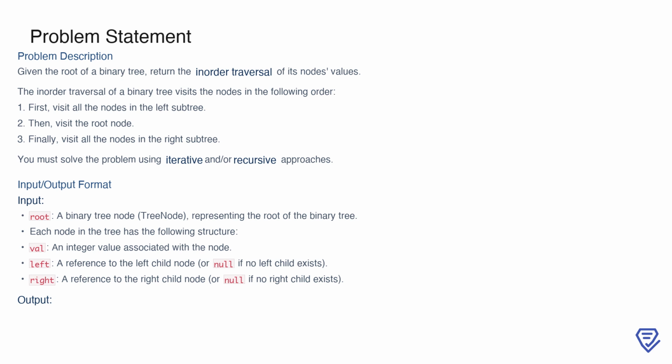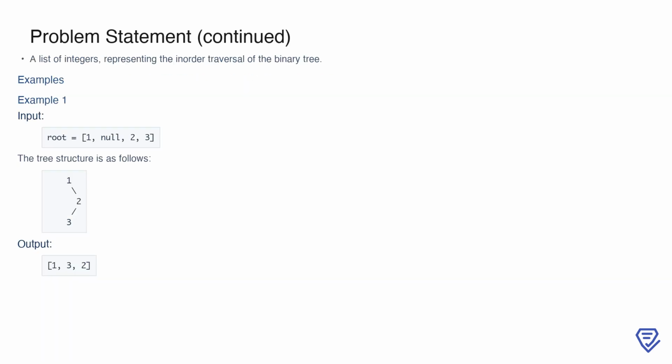The input consists of a binary tree node, which is the root of the tree. Each node has a value, a reference to its left child, and a reference to its right child. If a node has no left or right child, those references will be null. The output of the function will be a list of integers representing the values of the nodes visited in Inorder sequence.